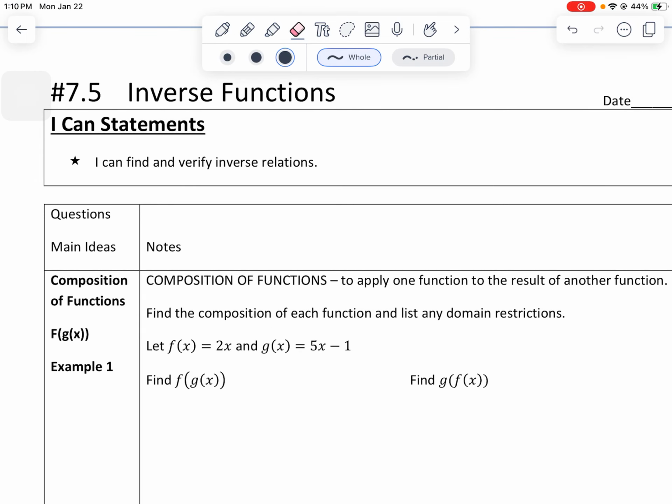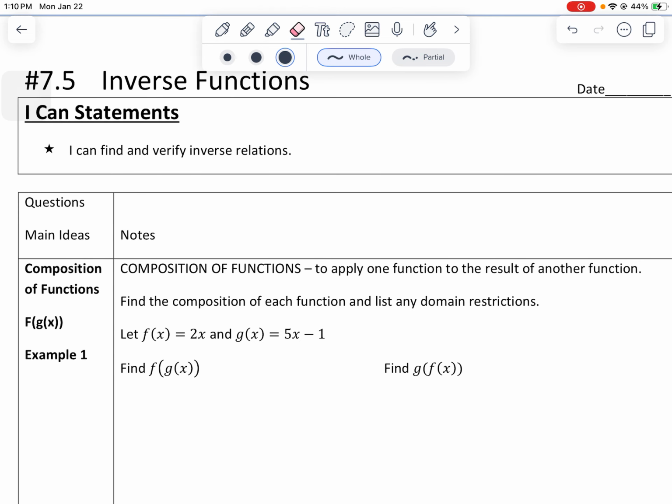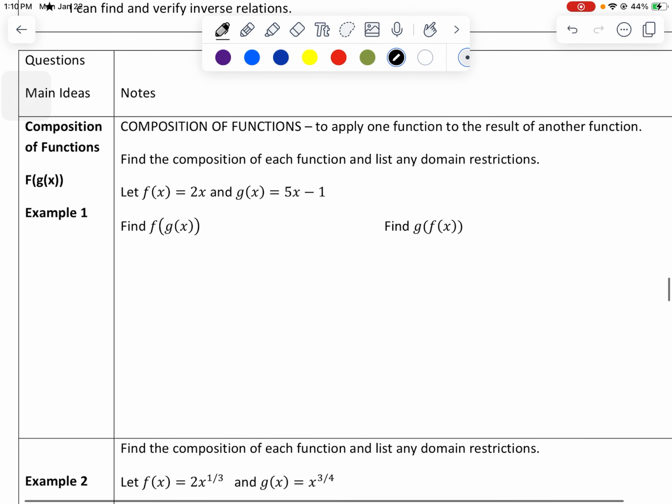This video is going to be on inverse functions. Hopefully by the end of this we can find inverse functions and verify that they are inverse functions. The first thing we're going to talk about is the composition of two functions.